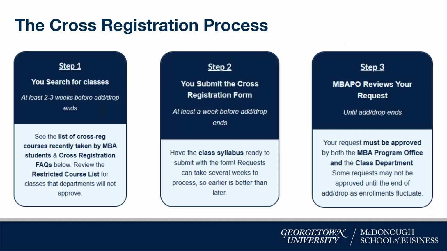There are three main steps to the cross-registration process. First, you'll need to find a class that you're interested in cross-registering for. Second, you submit a request form to the program office for the course or courses that you'd like to register for. This request form can be found on the Canvas page. Third, the program office will review your request, and if approved by us, we'll reach out to the corresponding program for their approval as well. This whole process can take anywhere from days to months, depending on when the request is made and for which program.